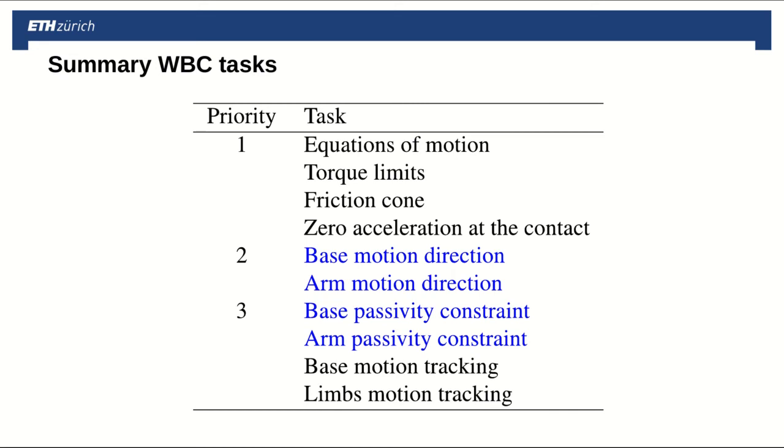We enforce the motion direction task at a higher priority than the passivity and the tracking. Having the passivity and the tracking at the same priority allows us to respect the stability requirements while still guaranteeing good tracking performance and avoiding overly conservative behavior.